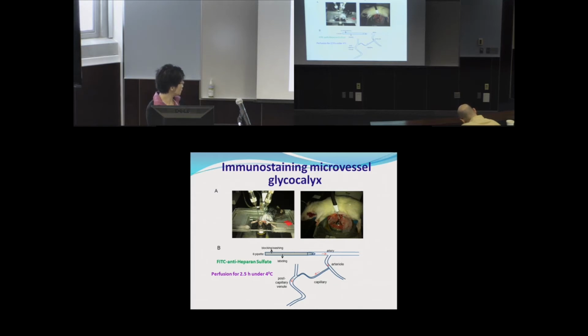Under this condition, we have another dripper to supply the superfusate for 2.5 hours at 4 degrees Celsius, because we tried body temperature, we tried room temperature, and it wouldn't stay until we reduced to 4 degrees Celsius. Probably that's the optimal temperature for this kind of antibody conjugation. So this is our technique.